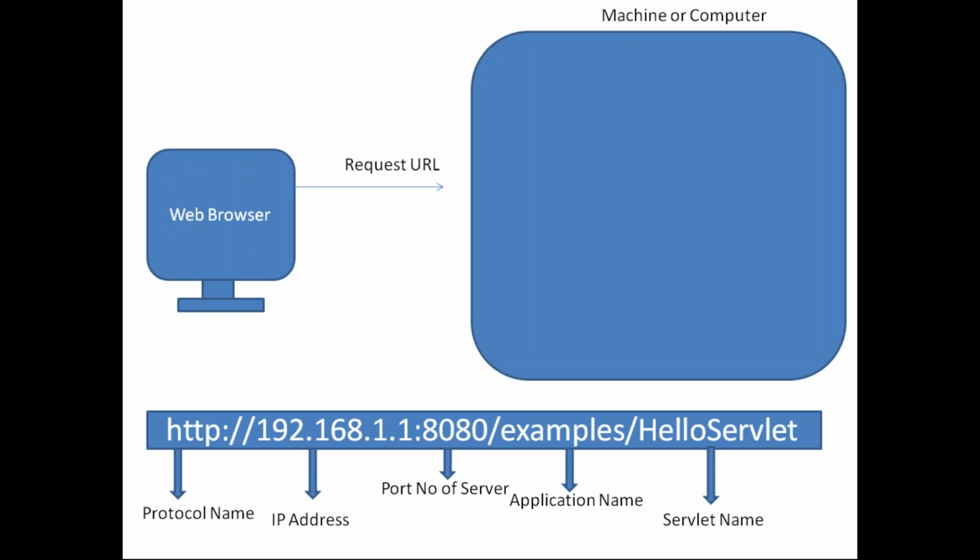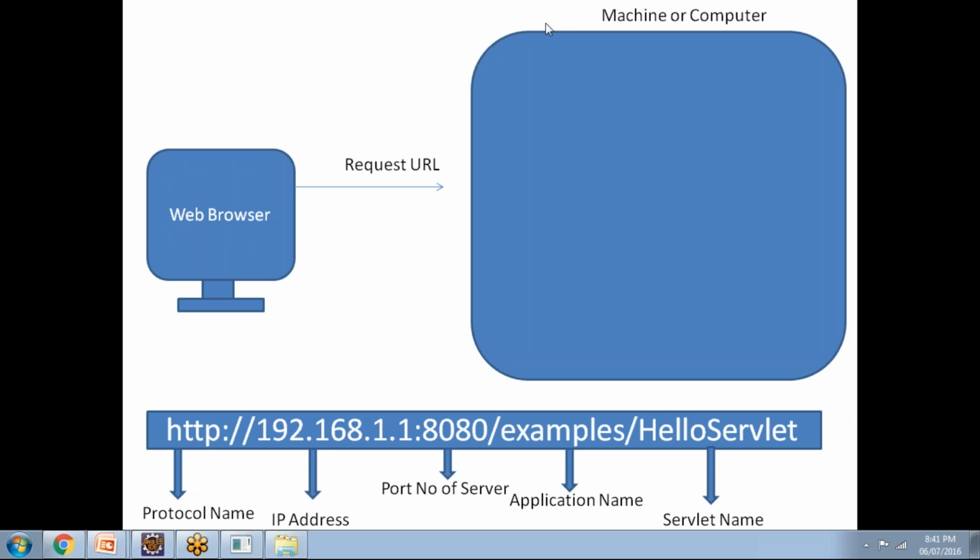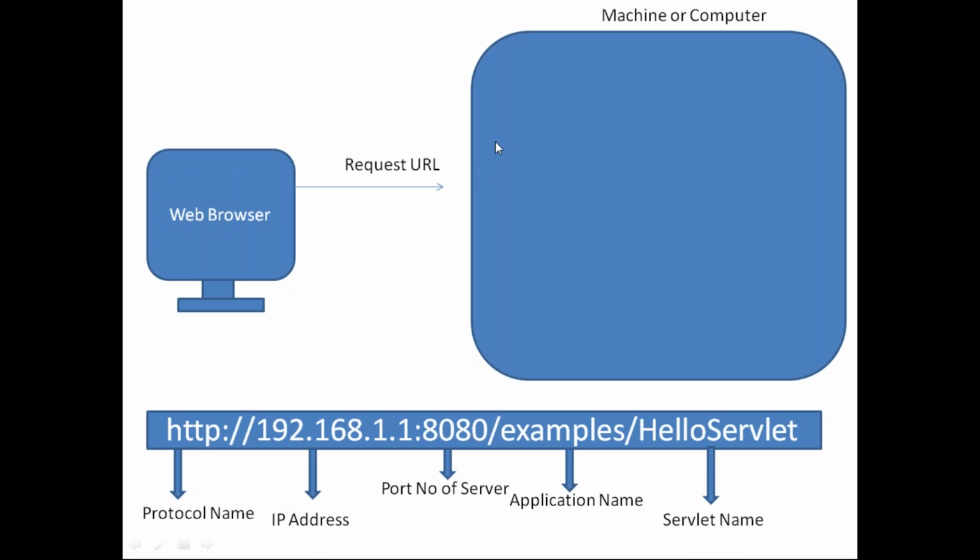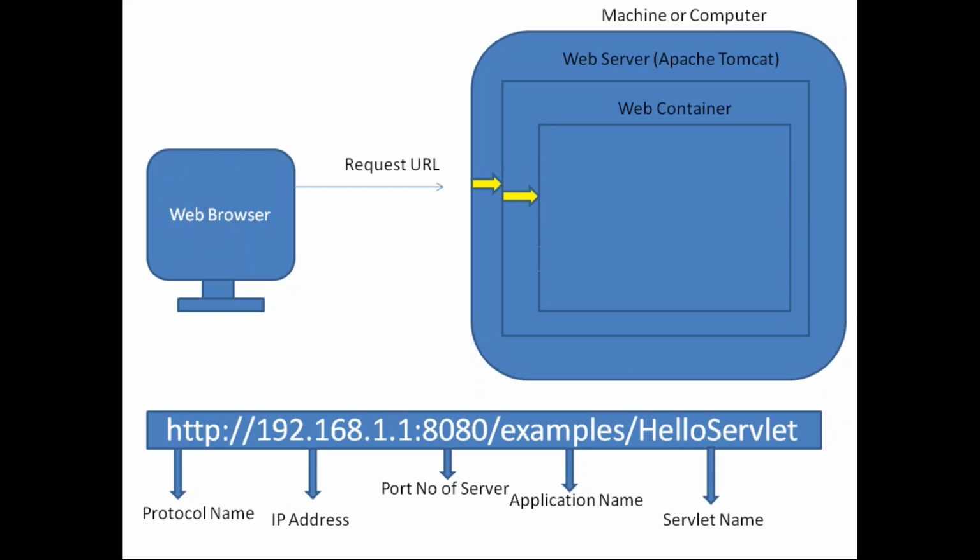So firstly, the request comes to the machine which is identified by the IP address. After that, execution goes to the Tomcat server, which is identified by the port number, and inside the Tomcat server, the web container is there that contains all the web applications. So it searches for where your example application is.